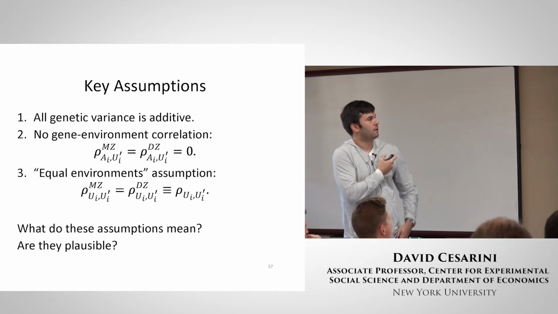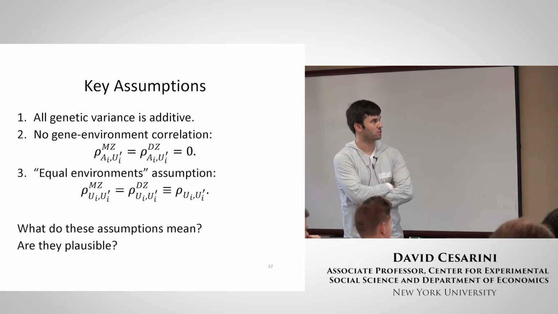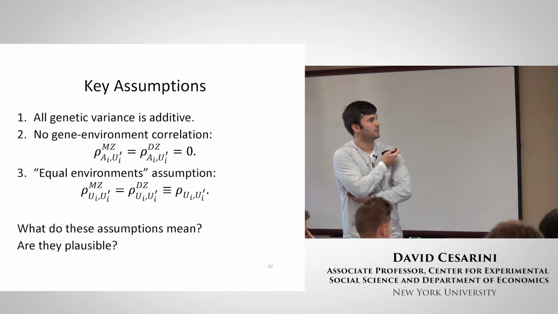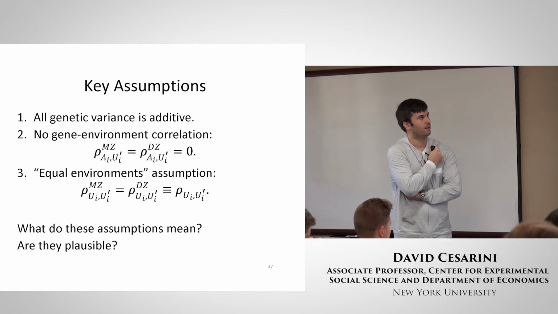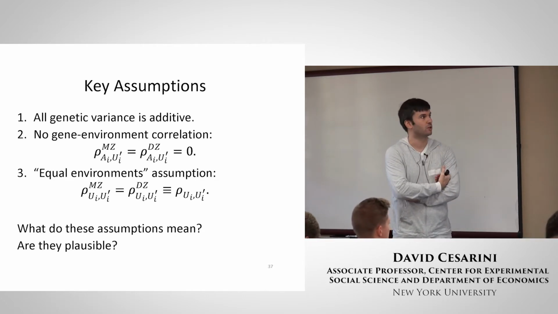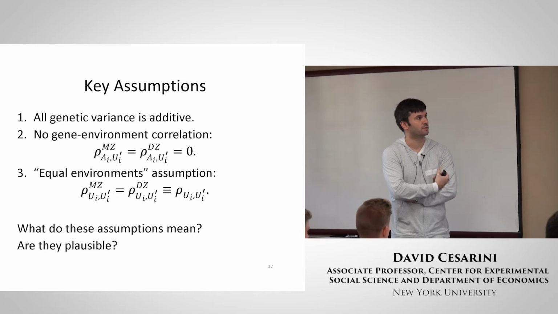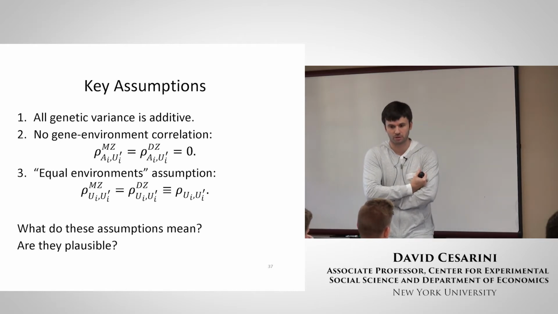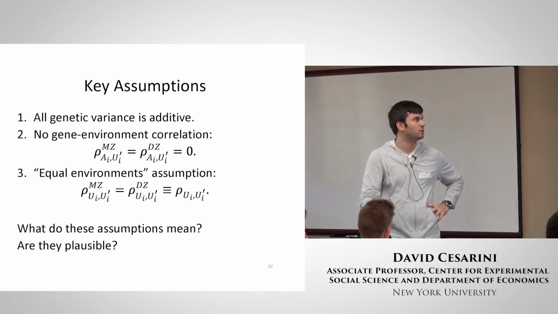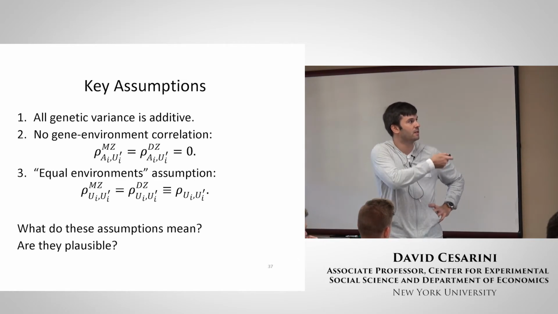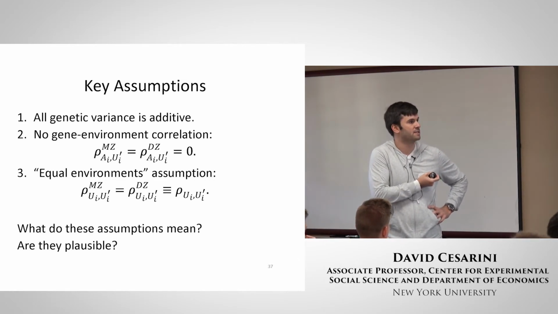Okay. So what do these assumptions mean? Are they plausible? Let's talk about them one at a time. The first assumption is surely never going to be completely correct, and whether or not it's a reasonable approximation really depends on the phenotype. We'll look momentarily at some data that suggests that it's not a crazy thing to assume for a broad class of traits, whereas there are others where one should be wary of assuming it.